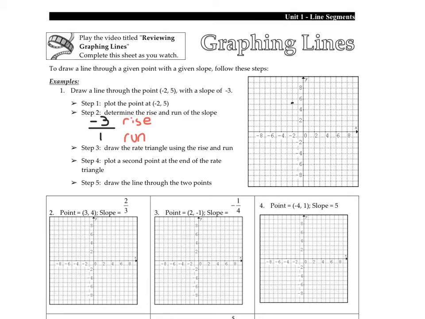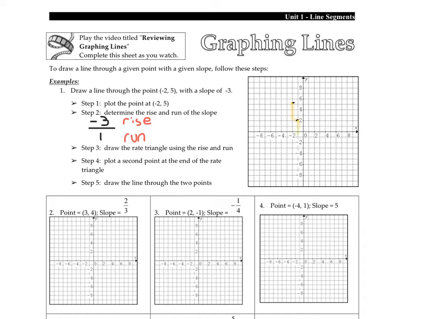have. So I'm going to use a highlighter here, and I'm going to go down 3 to the right 1. And now I'm going to plot that new point right over there. Okay, and then you can do that rise and run again if you want a little bit more accuracy, but technically at this point you can connect your dots.